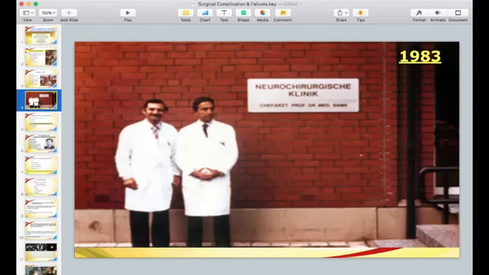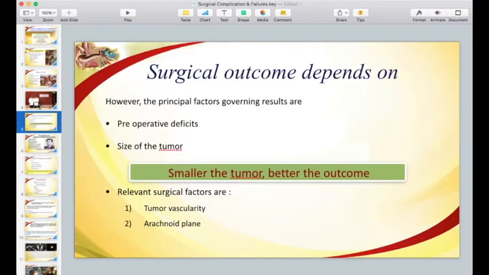Surgical outcome depends on, since I'm going to talk about management, I'm first going to talk about avoidance, how to avoid. And the principal factors of surgical outcome depends on preoperative deficits the patient comes with and the size of the tumor. Smaller the tumor, better is the outcome. And the factors during surgery are tumor vascularity and the arachnoid plane.